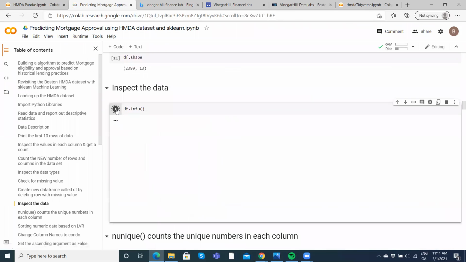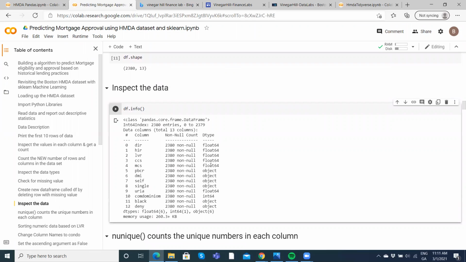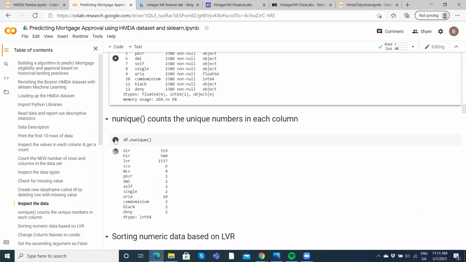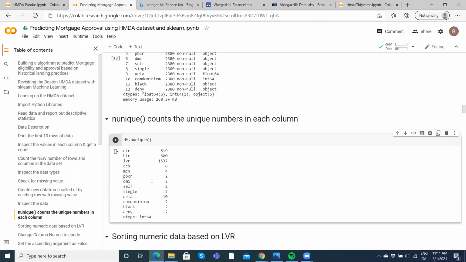We can get some more information in terms of our values. We have floats and objects. We can have a look at the unique values for those variables that seem to be classification. We have public bad credit record: you either have it, yes or no. Were you denied mortgage insurance, yes or no? Are you self-employed, yes or no? So it's just 2 categories, 2 values.